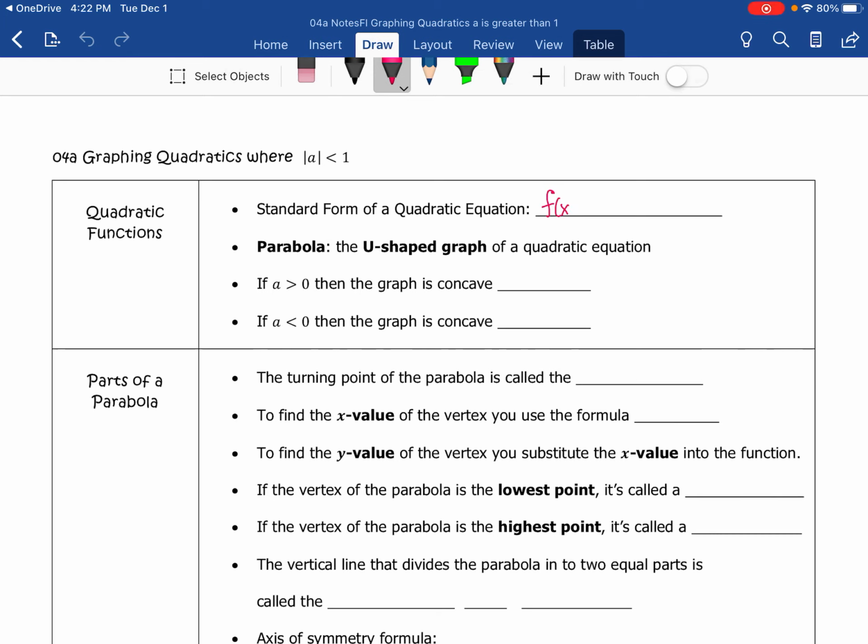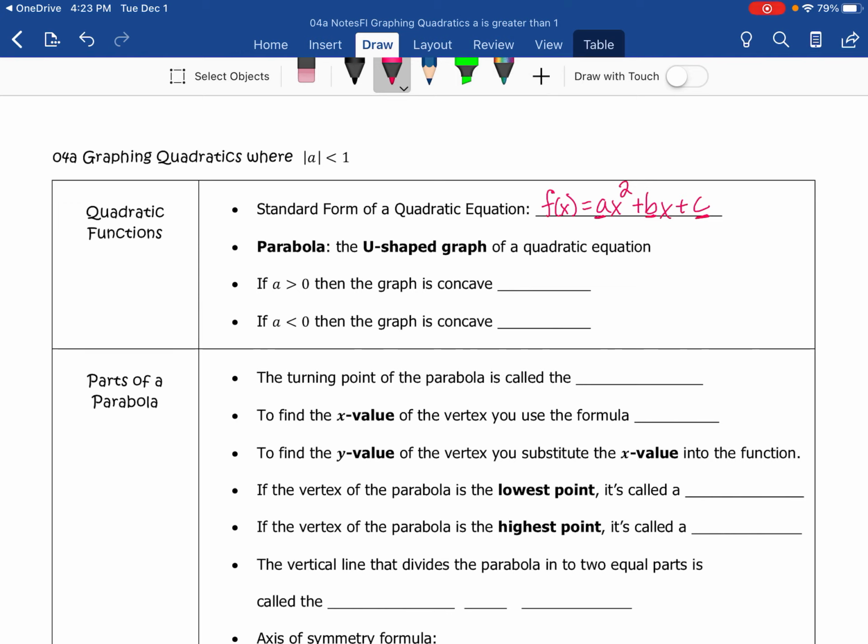So standard form of a quadratic is f of x is equal to ax squared plus bx plus c, where a is the coefficient of x squared, b is the coefficient of x, and c is a constant. So that's what that represents. A is always the number before x squared.